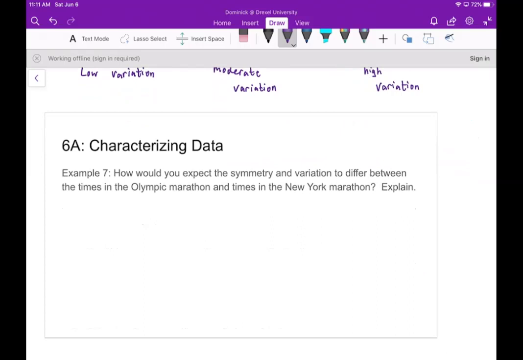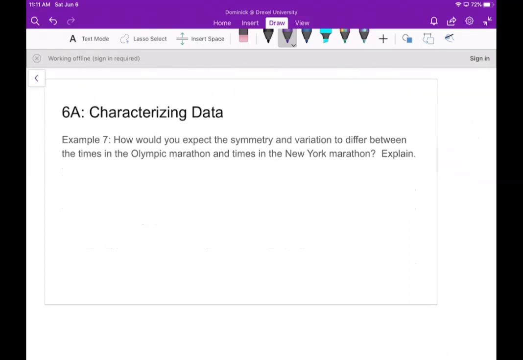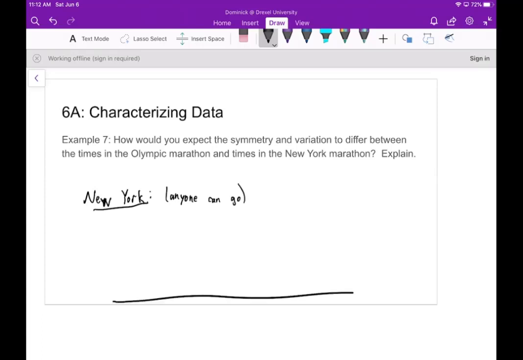Now, I think a good example to see this is how would you expect the symmetry and variation to differ between the times in the Olympic marathon and times in the New York marathon? In the New York marathon, remember that anyone can go. So if we were to draw this out, most people would center around the average, right? And there'd be a lot of variation.